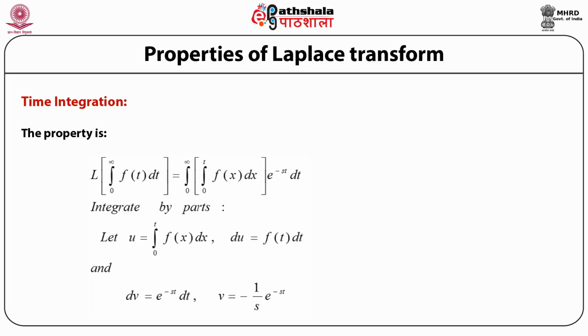If you take dv as e power minus st dt, v is equal to minus 1 by s e power minus st. So this is the integration by parts, and this is what you should have applied in the previous few slides. If you don't recognize that, then maybe you can see that.